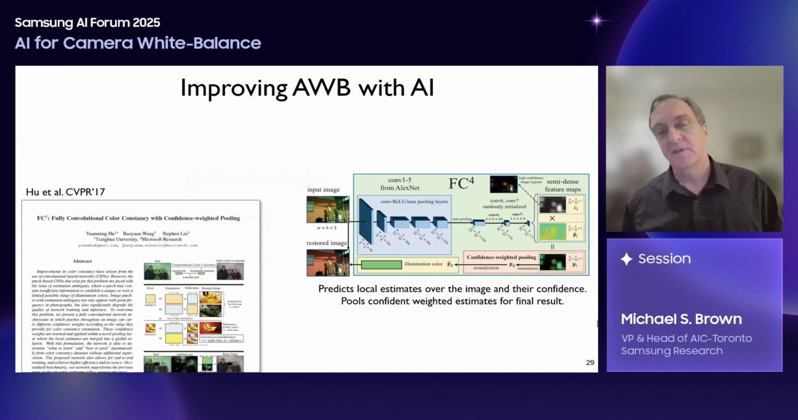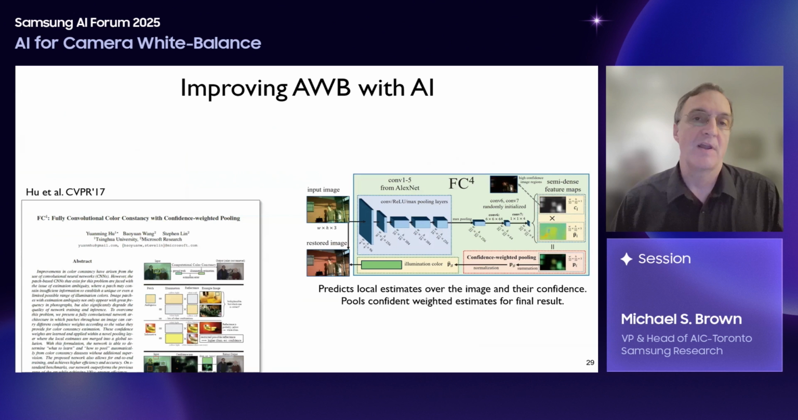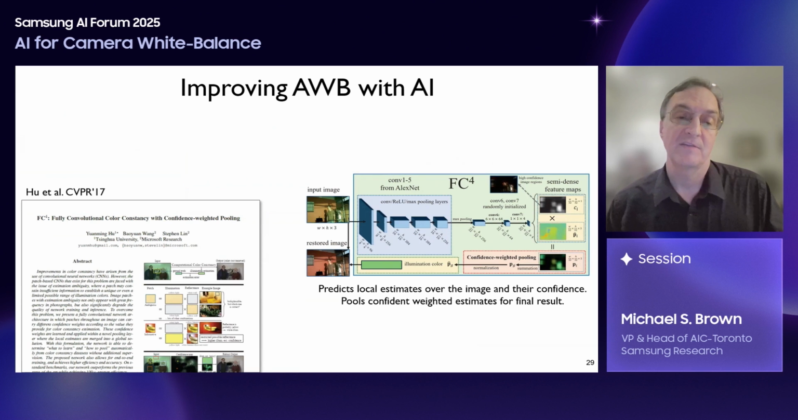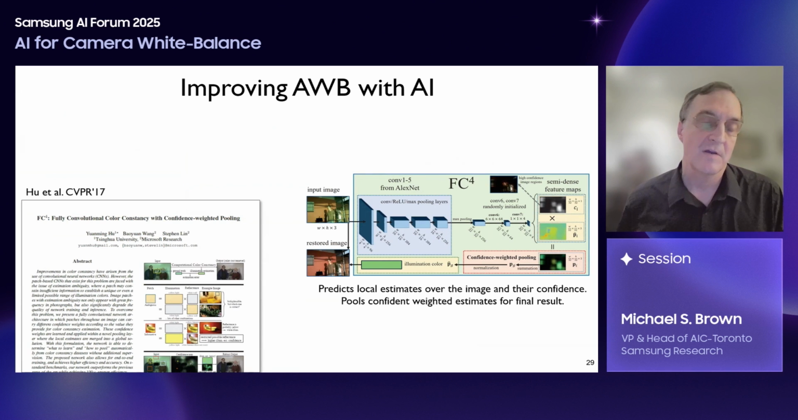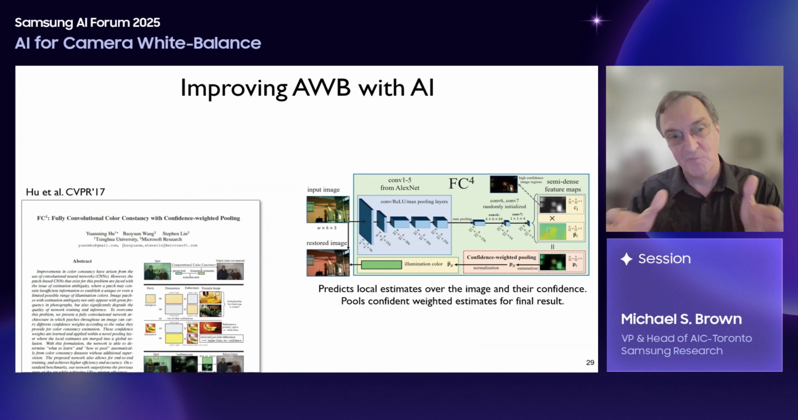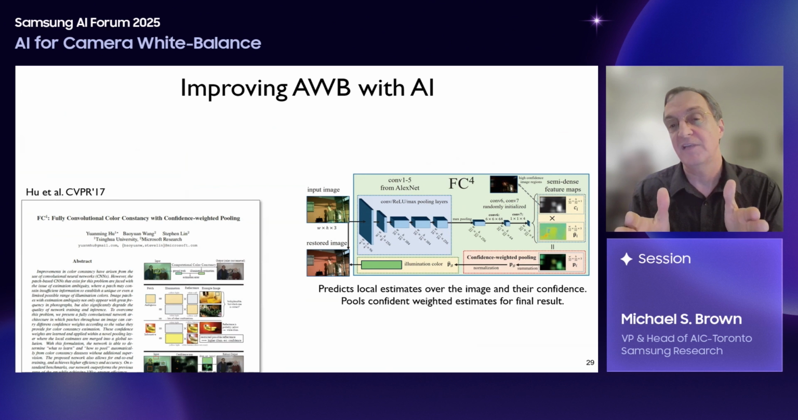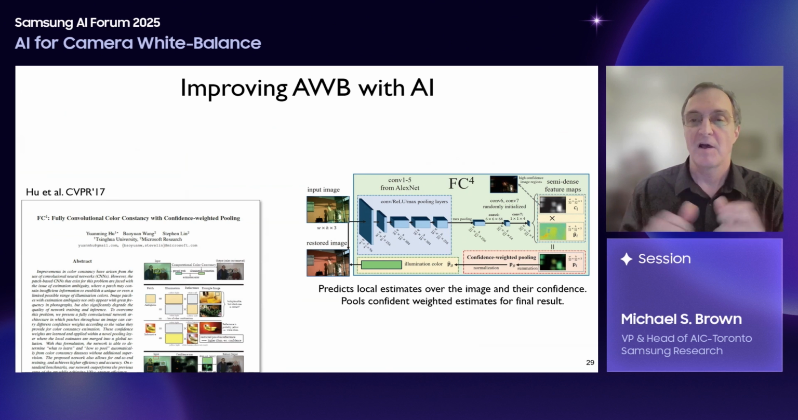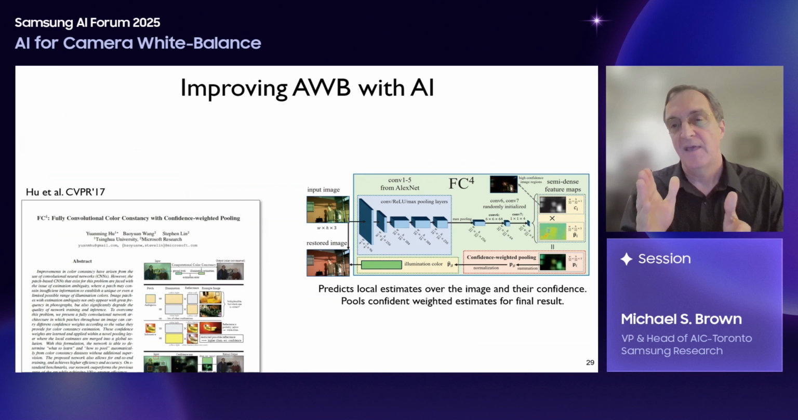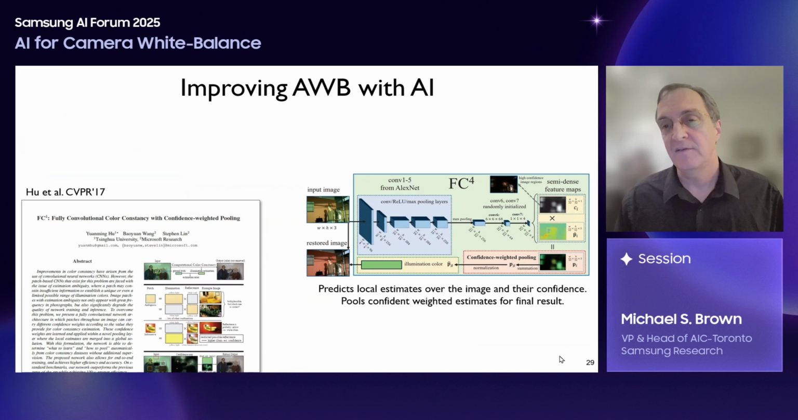The very first successful AI white balance algorithm came out in 2017, and this was done at Microsoft with one of my old colleagues, Stephen Lin. Deep learning AI was really just starting up. We had these convolutional networks. So what this team did is they took the AlexNet, one of the original very successful deep networks for images, and they cut off the end and modified what we call the head of the network to predict the illumination.